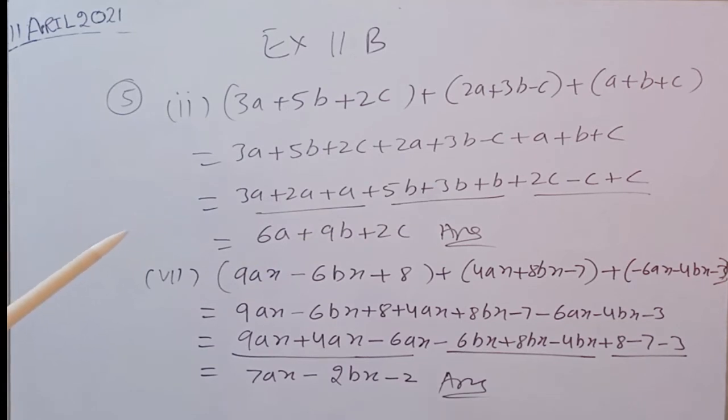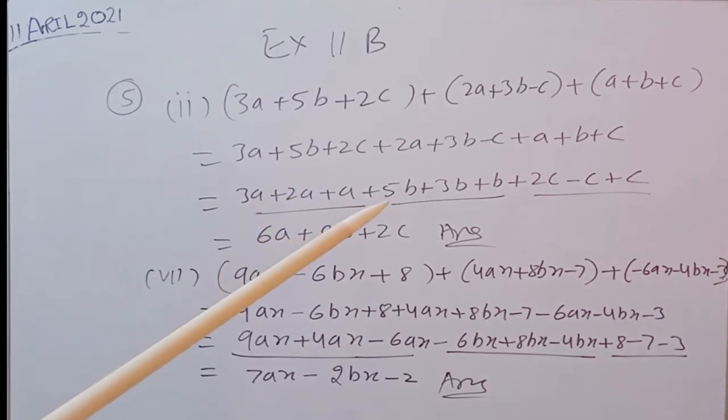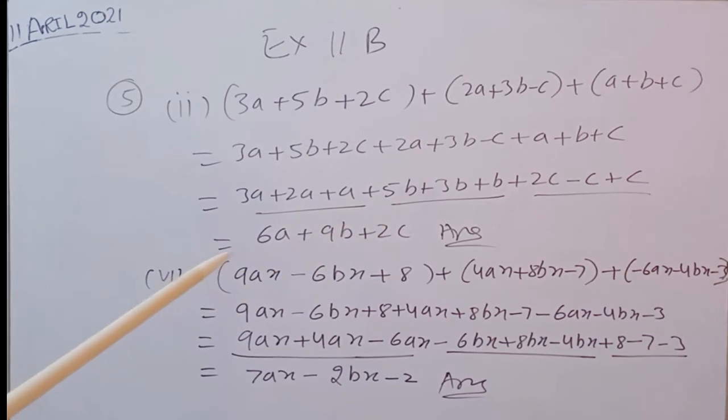So by solving these like terms, 3a plus 2a plus a gives 6a, 5b plus 3b plus b is 9b, and 2c minus c plus c will give plus 2c. So in that manner you will do question number 5, second part.